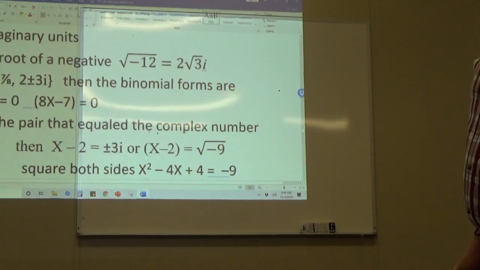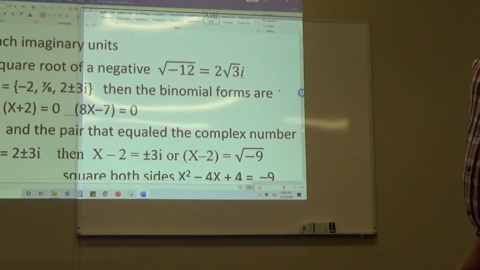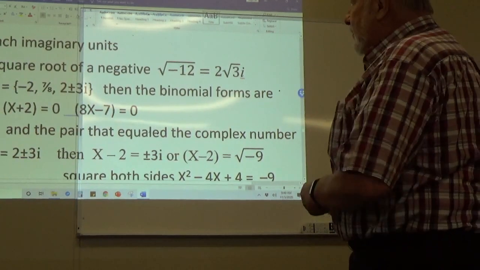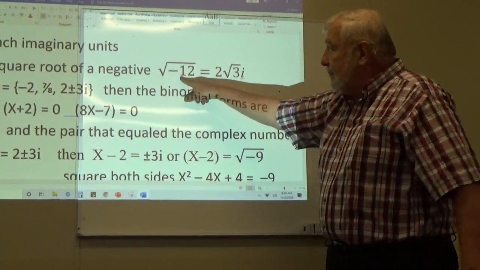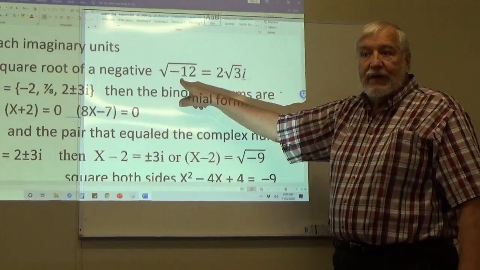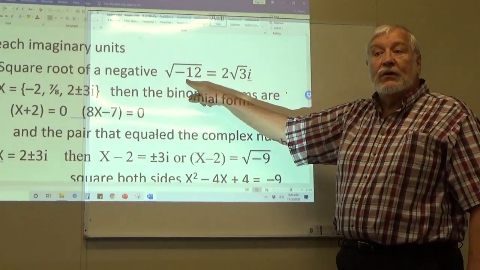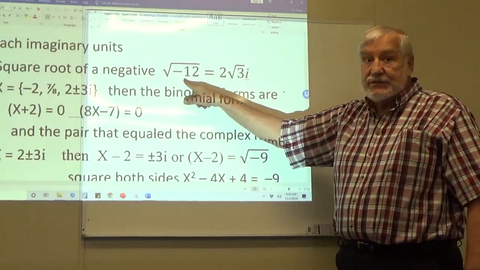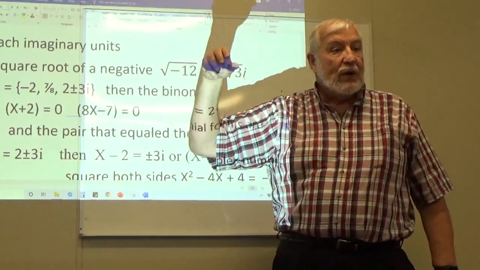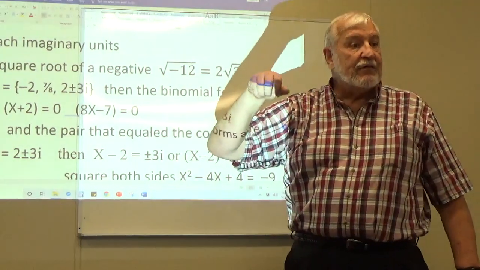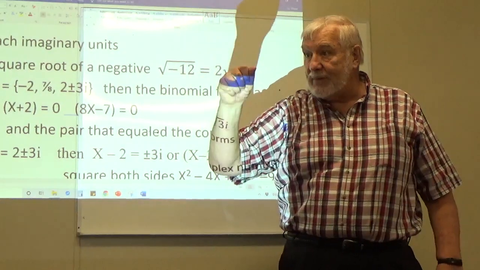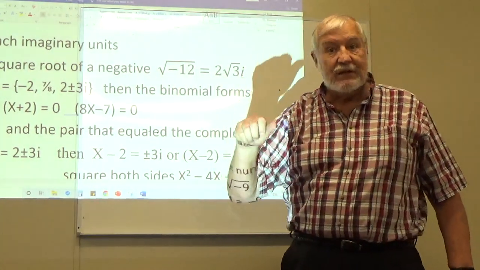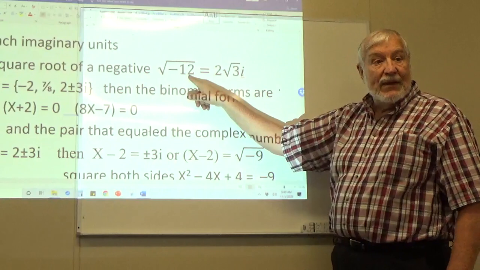Reteach imaginary units. Here's what I want you to look at first of all: is it possible to take the square root of a negative number in the real number system? The answer is no, because a square root is a number times itself, and so you can't get a negative if you're multiplying negative times negative or positive times positive. So this becomes an imaginary number.